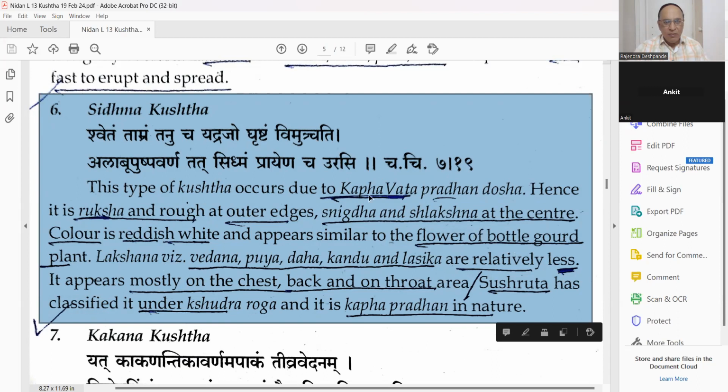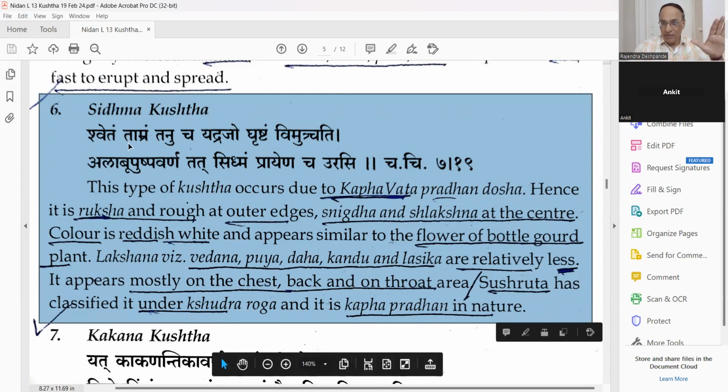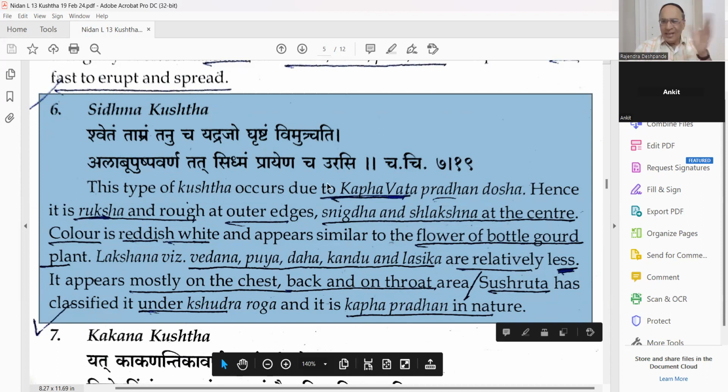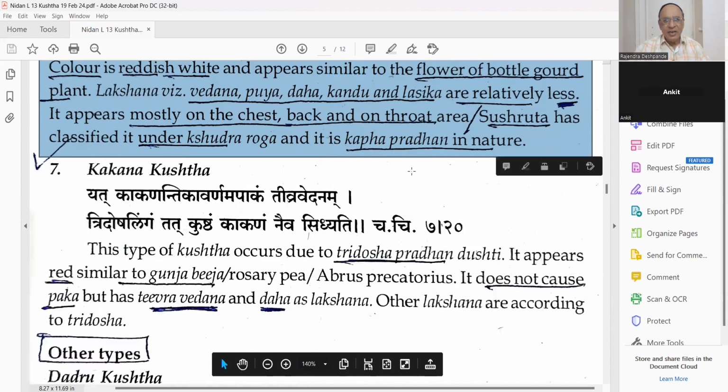So Lakshanas: because of the Vata, there is Vedana. Because of the Kapha, there is Puya. Because of the Kapha, there is Kandu. If you forget Daha, no matter, because there is not much Pitta, so you can forget about that. Then mostly on the chest region, back, and on the throat area. Sushruta has given this as Mahakushtha according to Charak, but Sushruta has given it under Kshudra Kushtha and mentioned it is only Kapha Pradhana. There is a little difference here and there between Charak and Sushruta.